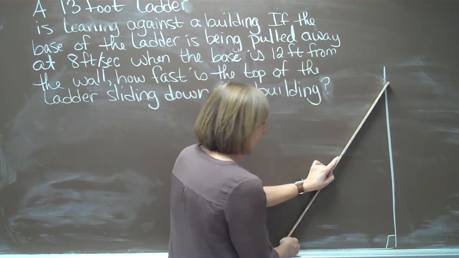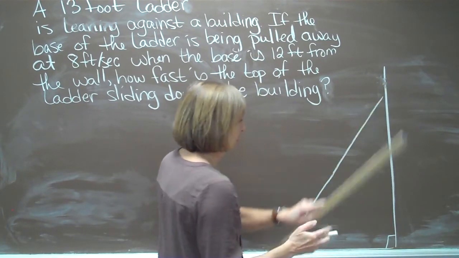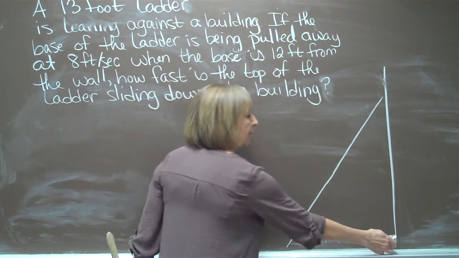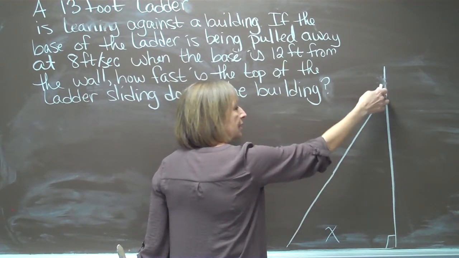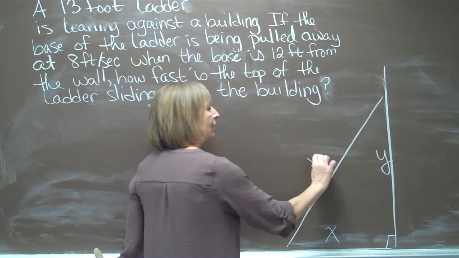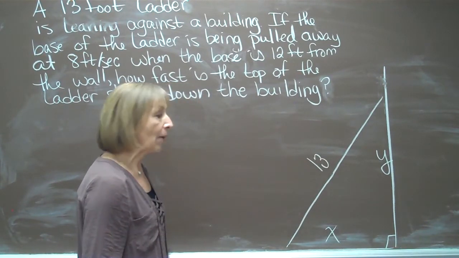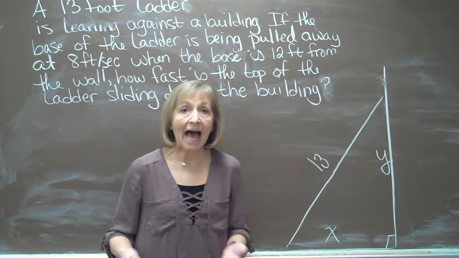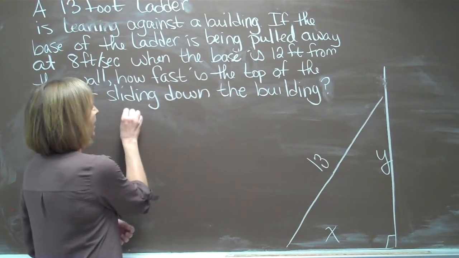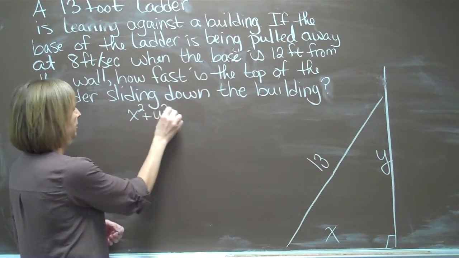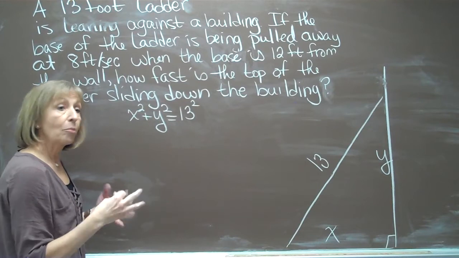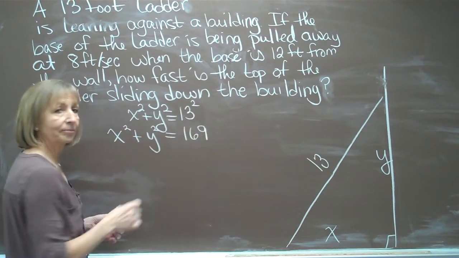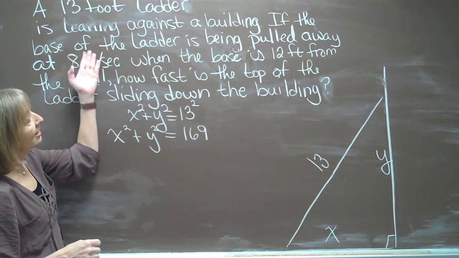In our diagram, we are going to look at our horizontal distance from the building to the ladder base as x, and the vertical distance from the ground to the tip of the ladder as y, but our ladder is always 13 feet. Now, as we get the equation, this is a right triangle, so I can use the Pythagorean theorem. So I have x squared plus y squared is equal to 13 squared. My equation for this is x squared plus y squared is equal to 169.